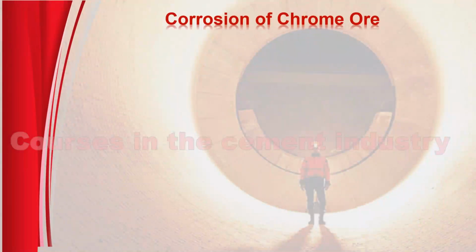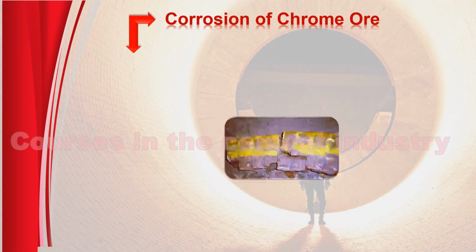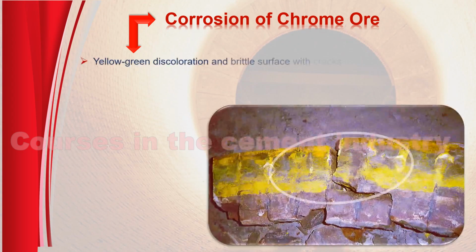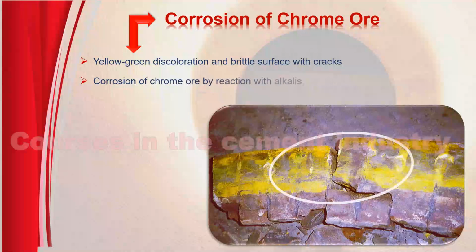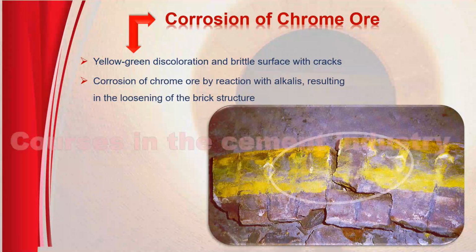Corrosion of chrome ore. The main reasons for this are: 1. Yellow-green discoloration, and brittle surface with cracks. 2. Corrosion of chrome ore by reaction with alkalis, resulting in the loosening of the brick structure.